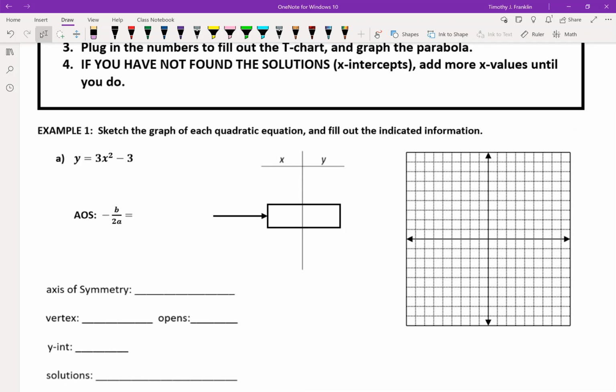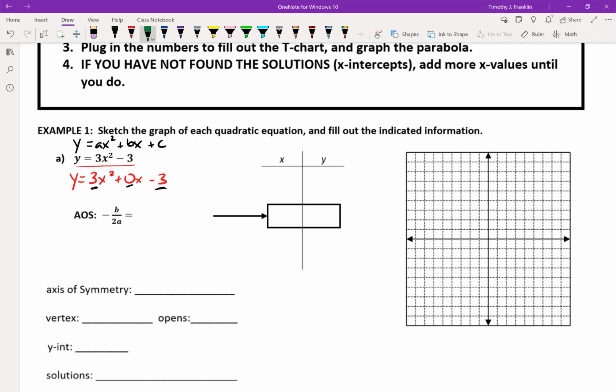So let's look at a first example here. So we have the equation y equals 3x squared minus 3. And if we think about that equation formula of ax squared plus bx plus c, we can see that in this equation we are missing that bx term, which means we can think of this equation as y equals 3x squared plus 0x minus 3. And that way we can determine what our a, b, and c values are. A is 3, b is 0, and c is negative 3.